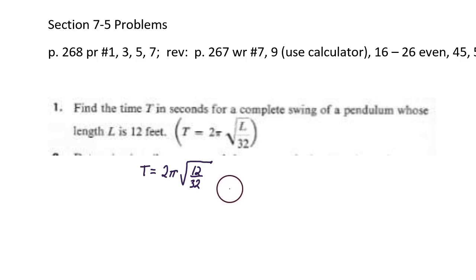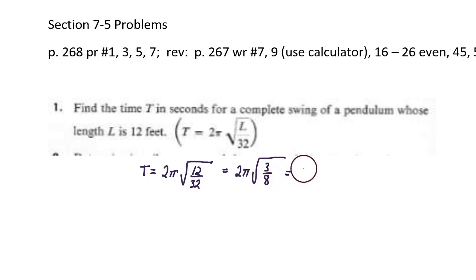Now, if we were in physics class, it would probably be okay with the teacher to just type this in a calculator and get a decimal approximation for this. But our book says to simplify and leave it as a radical. So let's follow the rules from the other day. Inside the square root symbol, the fraction 12 over 32 is reducible. 12 and 32 both divide by 4. So we can write 2 pi times the square root of 3 over 8.